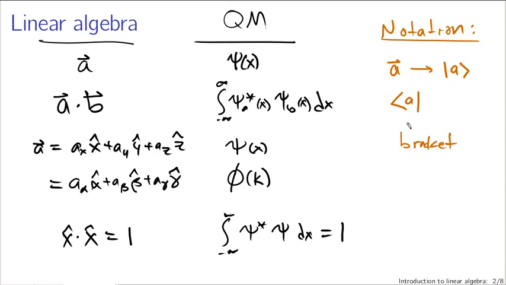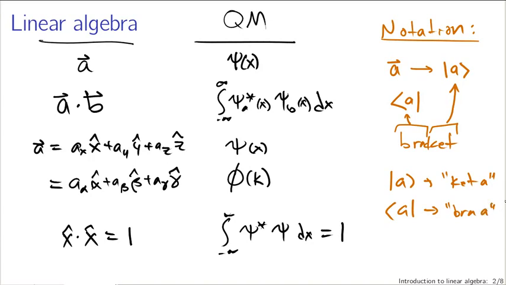Being somewhat punny, the physicists that invented this notation decided to call it bracket notation. And being physicists, they decided that this would be called bra, and this would be called ket. So if you see something like this written, you should read it as either the vector A or ket A, whereas this would be read as bra A, or the vector A complex conjugated.